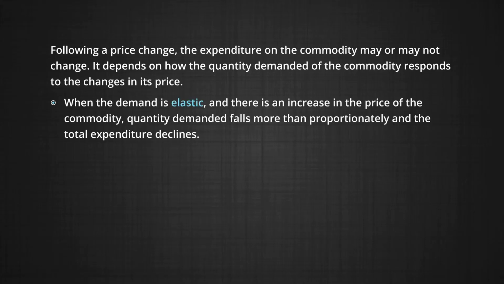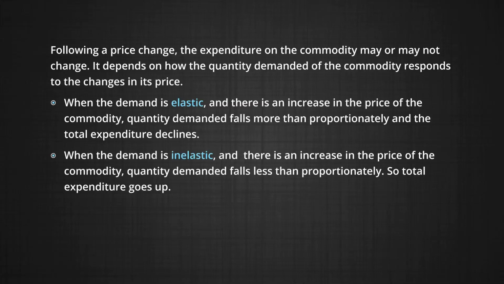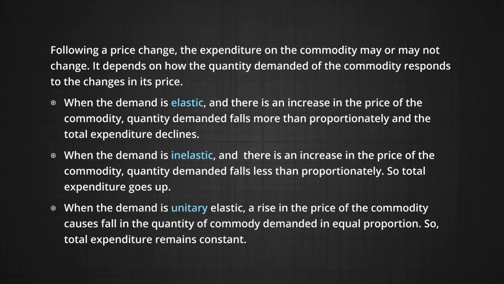When the demand is elastic and there is an increase in the price of the commodity, the quantity demanded falls more than proportionately and the total expenditure declines. When the demand is inelastic and there is an increase in the price of the commodity, the quantity demanded actually falls less than proportionately. So, total expenditure goes up. When the demand is unitary elastic, a rise in the price of the commodity causes a fall in the quantity demanded in equal proportion. So, the total expenditure remains constant.